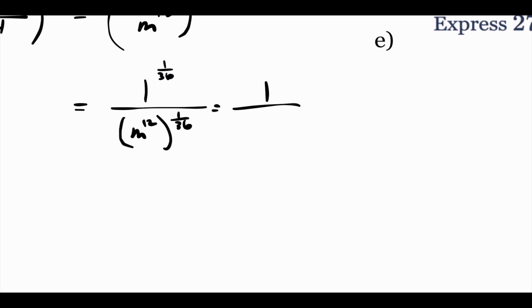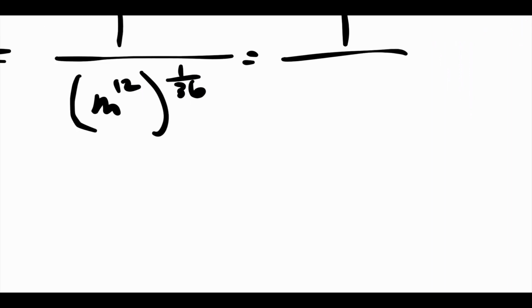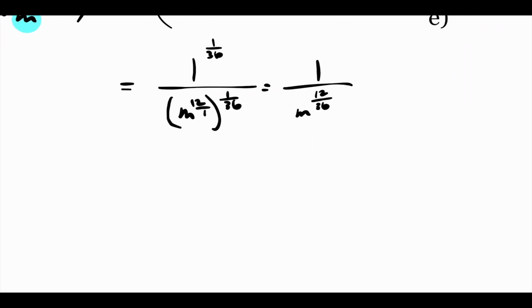12 and 1 over 36. What do I do with those guys? Multiply them, right? How do I multiply 12 times 1 over 36? Put 1 under 12 and then multiply straight across, right? 12 over 36. Can I reduce that fraction? Yep. 12 goes into both of them. 12 goes into 12 once. 12 goes into 36 three times. So our final answer is 1 on top, m to the 1/3 on the bottom.